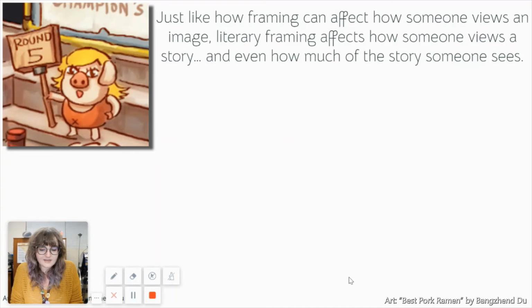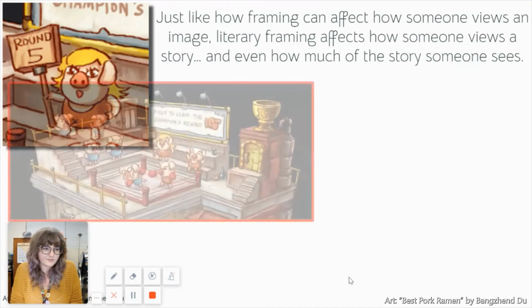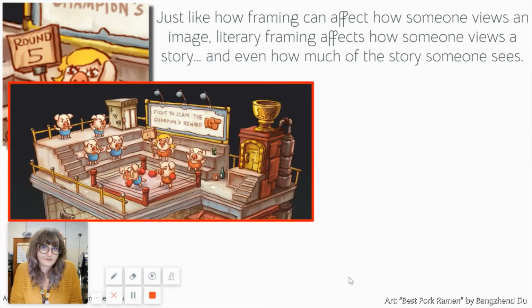But let's say that someone else takes that same picture and gives you this version with a different frame. Now, there's a lot more than the blonde pig. So we've been given more of the story. But not only have we been given more of the story, but we've been given something else to focus on. Maybe in looking at this image, you decide to focus on that blonde pig, or maybe you decide to focus on something different.